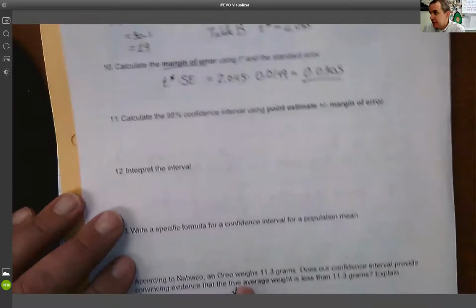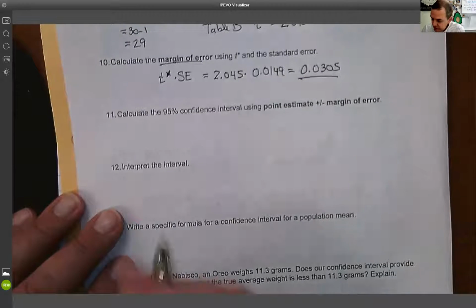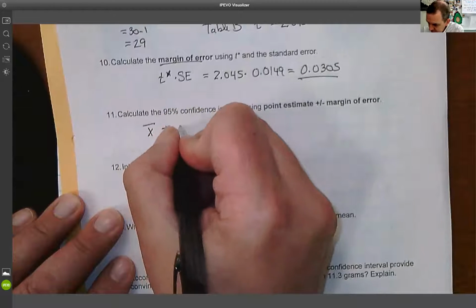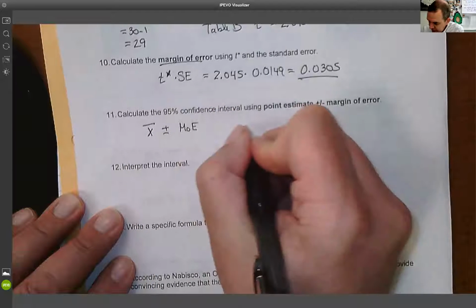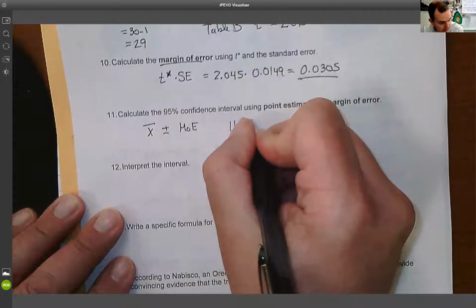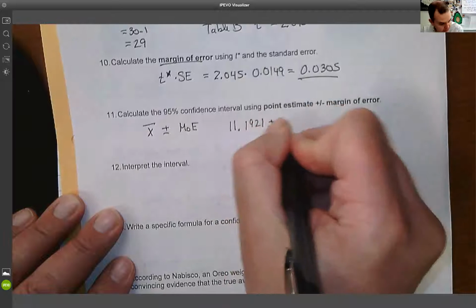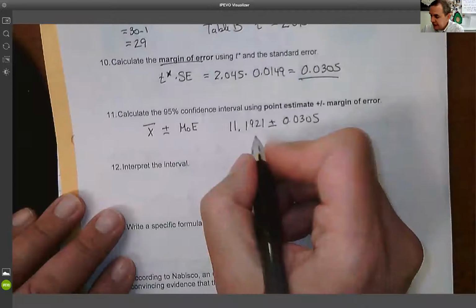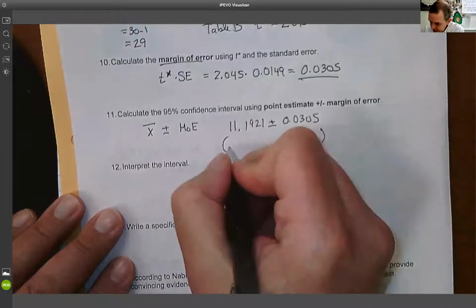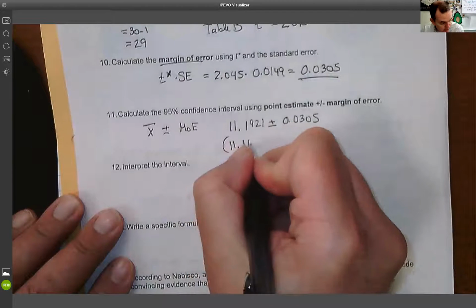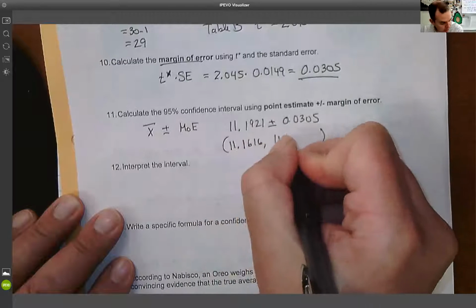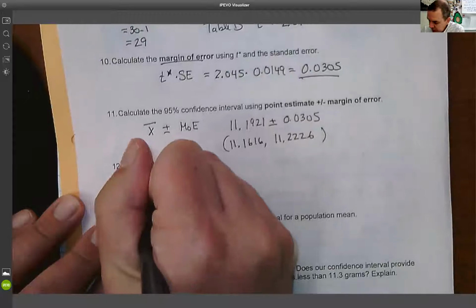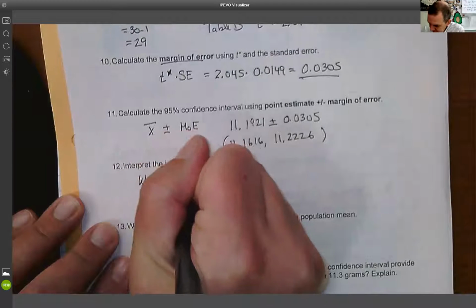Now, for the 95% confidence interval, I'm going to take my x bar plus or minus my margin of error. So in this case, it's 11.1921 plus or minus 0.0305. If I add and subtract that, the range of values I'm going to get is 11.1616 to 11.2226. Interpret the interval. We are 95% confident.